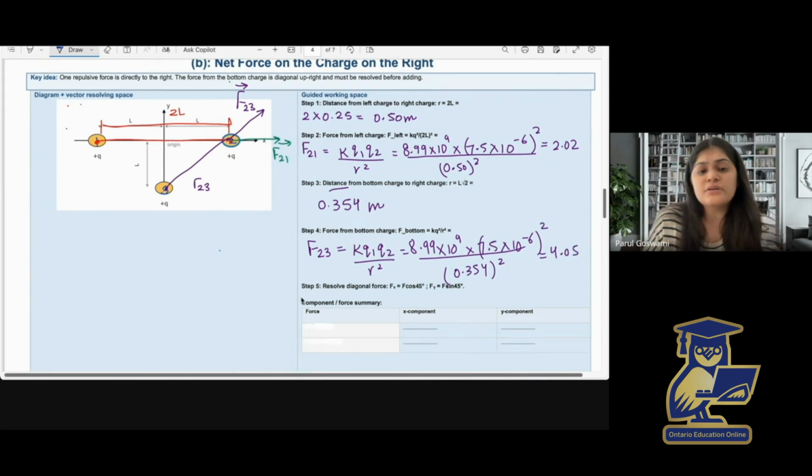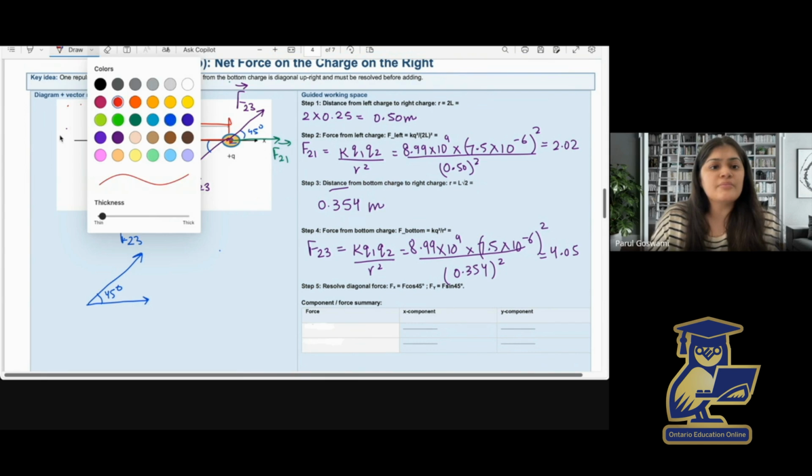See the force vectors. F21 is along the positive x-axis. We do not need to resolve it, but F23 is an angled force, so we need to resolve it into its respective x and y components. So let's draw F23 here. Before resolving, we should know the angle that it is making. As we have previously seen, this angle is 45 degrees, so this will also be 45 degrees. So it is making a 45 degree angle with the horizontal.